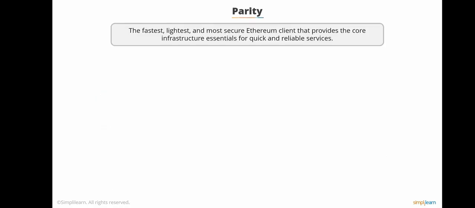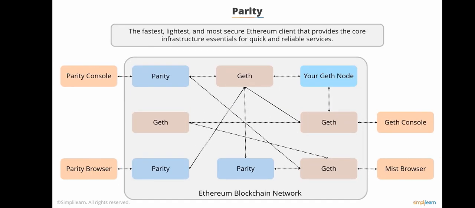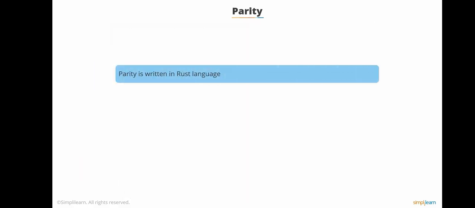Parity. Parity is the fastest, lightest, and most secure Ethereum client that provides the core infrastructure essentials for quick and reliable services. Parity is written in Rust language. It offers better reliability, code clarity, and performance.